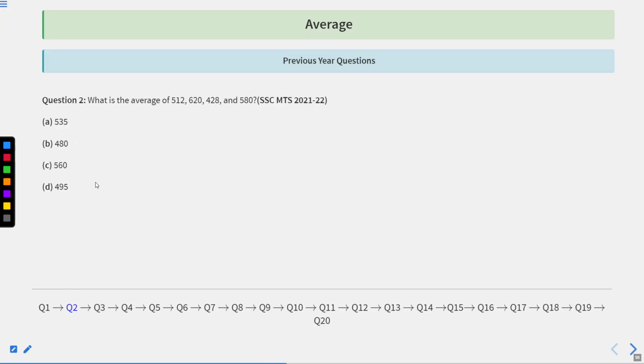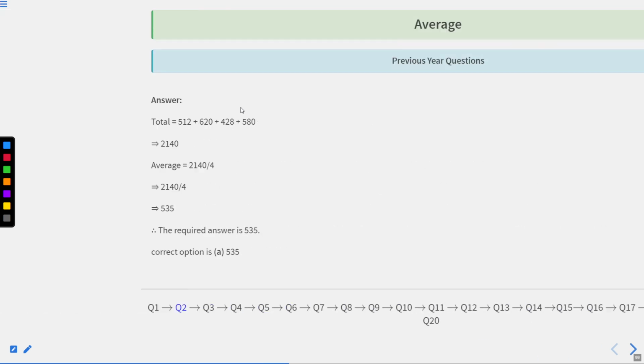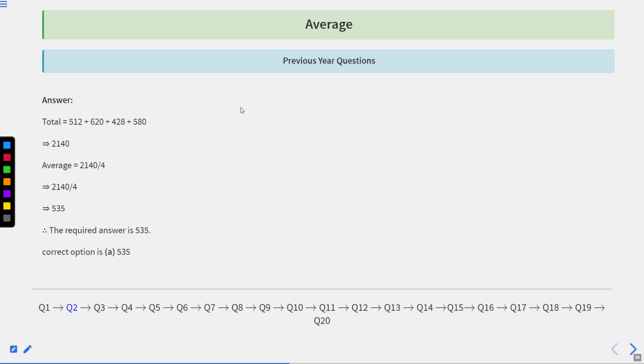Let us move ahead to problem number 2. What is the average of 512, 620, 428 and 580? So this is a very direct question in which 4 observations are provided to you and you have to just find the average. That means the formula that will be used here is total upon number of observations.